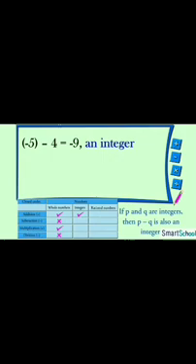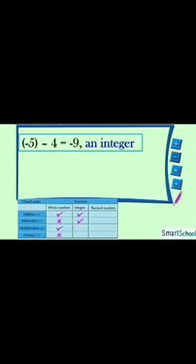On subtracting 4 from -5, we get -9, which is also an integer. Similarly, for any two integers, p and q, p minus q is also an integer. Thus, we can say that integers are closed under subtraction.